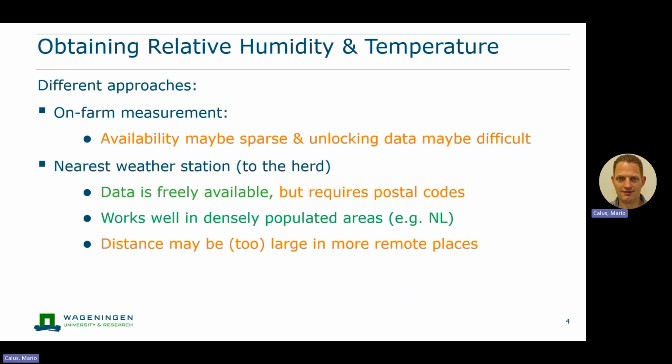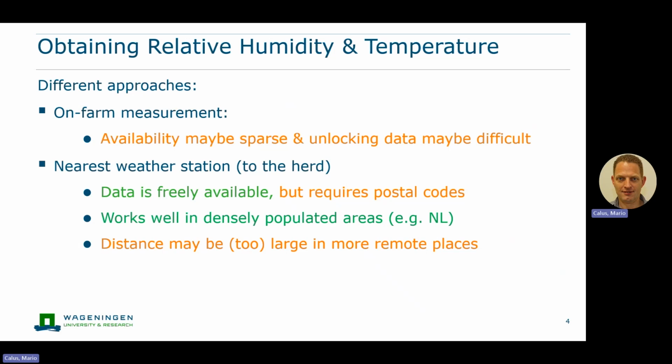Something that's used quite often in different studies, and we also use this, is the nearest weather station to a particular herd. The good thing about this is that the data measured there is typically freely available, but you do require postal codes of the herds to be able to connect the weather stations to the herds. This may be an issue if there are things related to privacy of farmer-owned data. Typically, if we use data from practice, we would get it anonymized, and if it's anonymized, you don't have the postal codes.